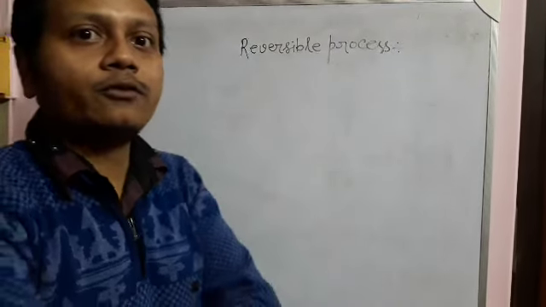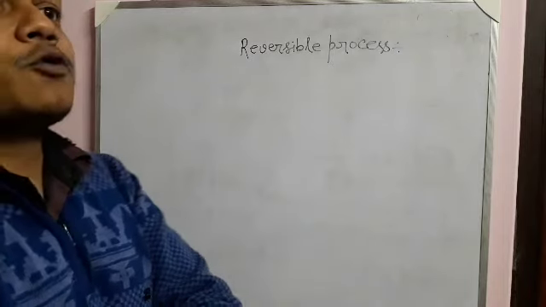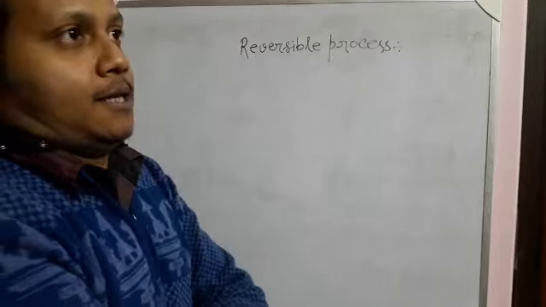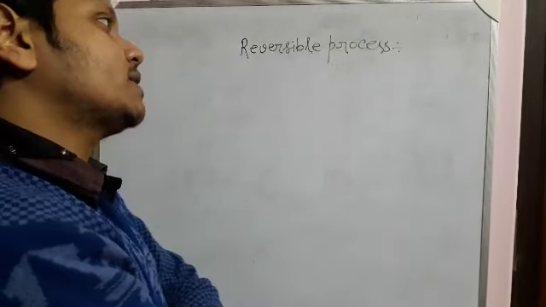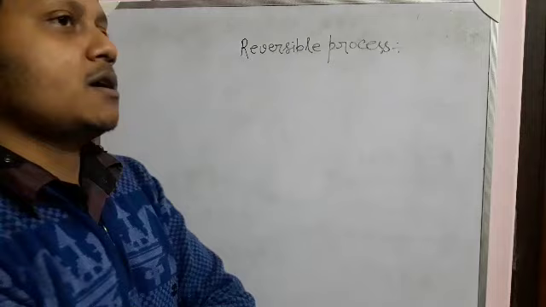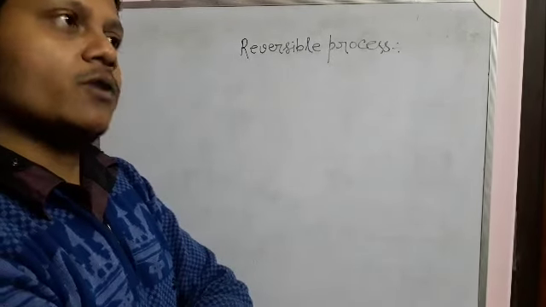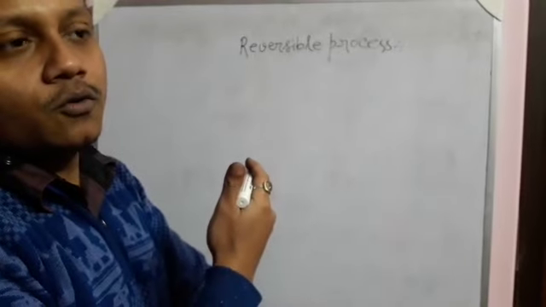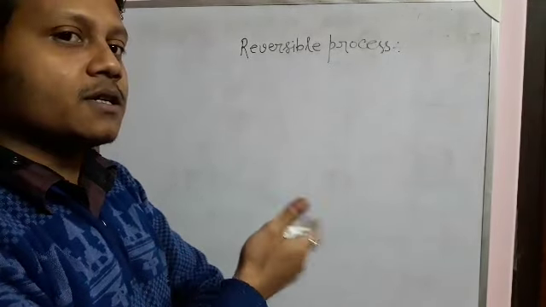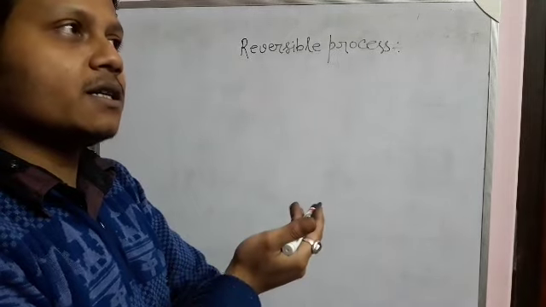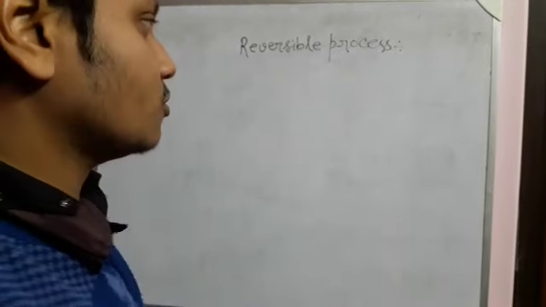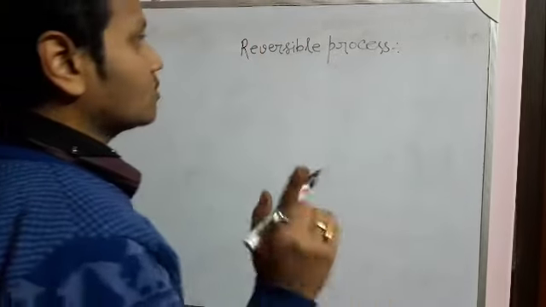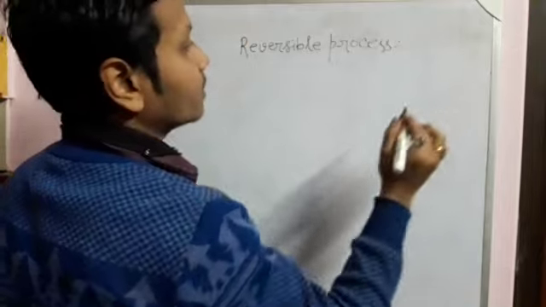A process is said to be reversible if the process can be retraced in the opposite direction. That means the working substance undergoes exactly the same conditions as it does in the forward process. So let us try to understand this by taking a suitable example, then the concept will be clear.